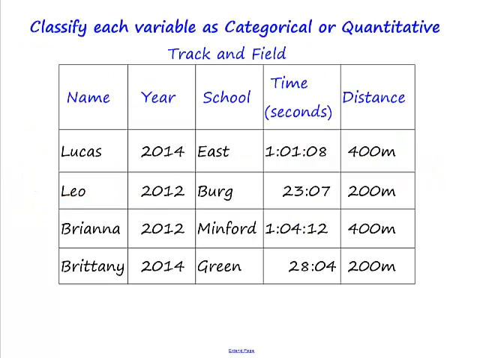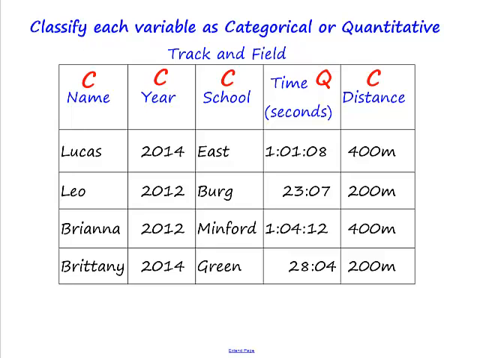Alright, let's try an example of this on your own. Classify each variable as either categorical or quantitative. This is an example for track and field. So you are going to classify name, year, school, time, and distance. Pause the video and write down your answers. When you are finished, restart the video and check your answers.